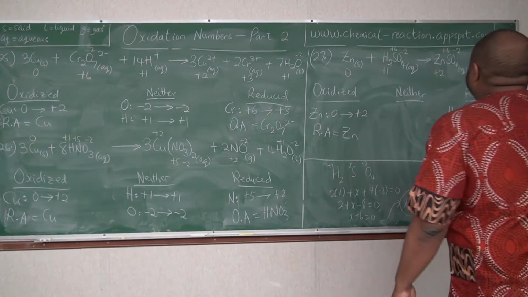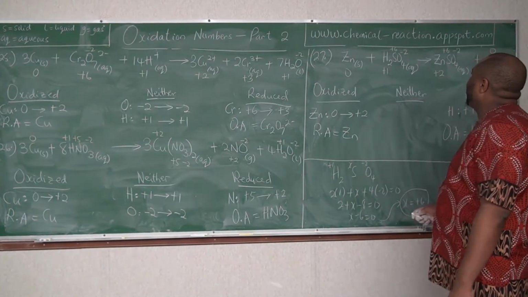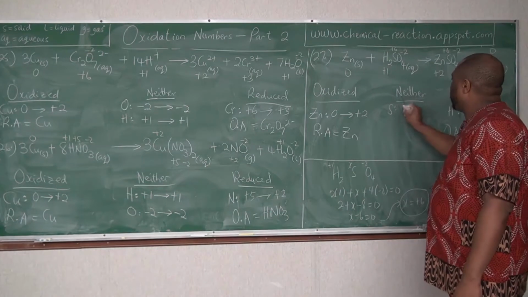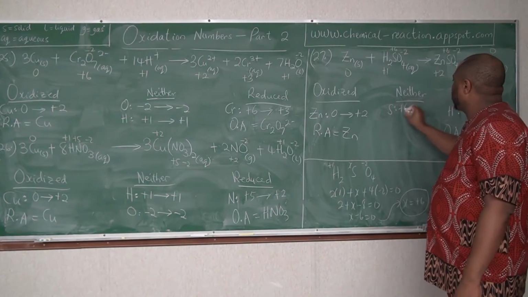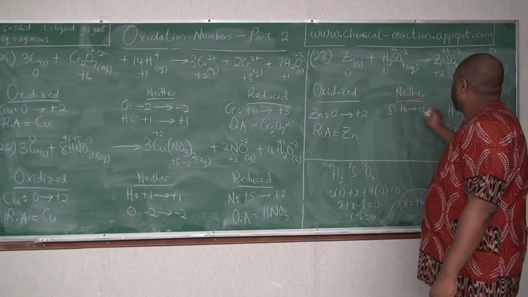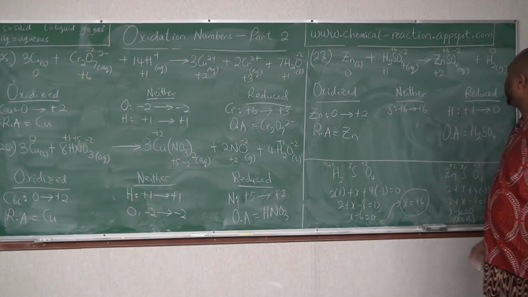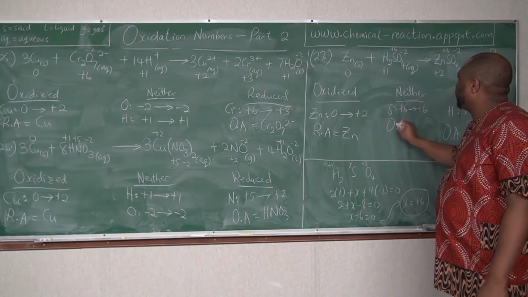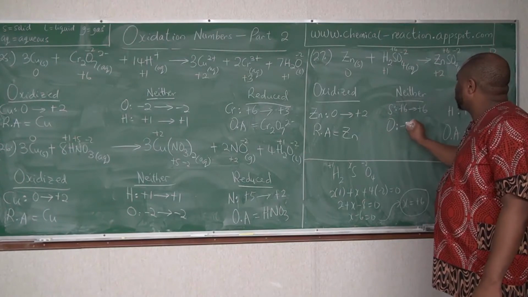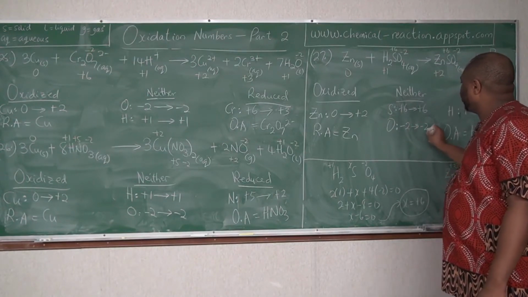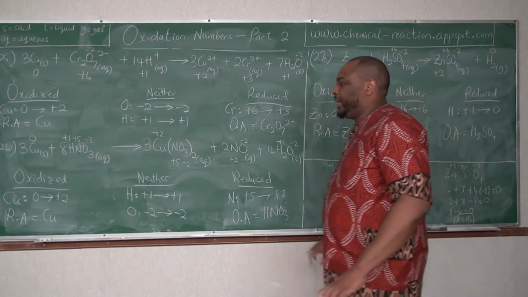Alright, then the neither will be sulfur. Sulfur is from plus 6 to plus 6. Okay? And also oxygen. Oxygen is from minus 2 to minus 2. Okay.